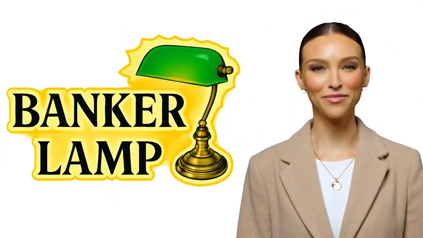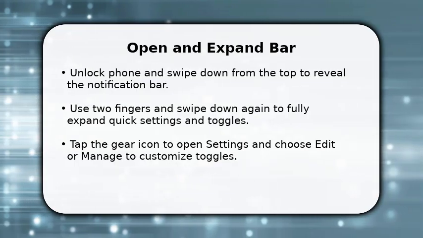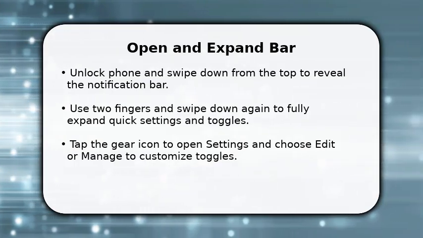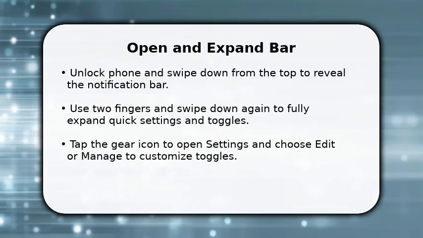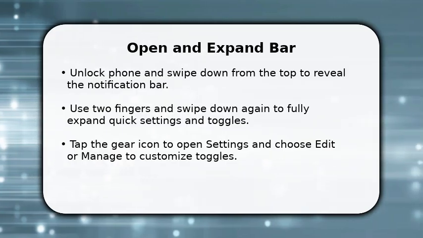Please enjoy the video. Open your phone and unlock it to access the home screen. Place one finger at the top edge and swipe down to reveal the notification bar. Use two fingers and swipe down again to fully expand quick settings and toggles.